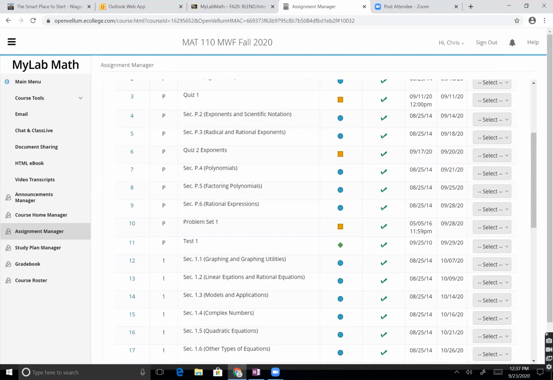And again, as I look at the list of assignments, P5 is due Friday, it's factoring. P6, fractions, is due Monday. The problem set is due by the end of the day Monday, and the test will be before class Wednesday, so by midnight Monday. Does anybody have any questions?